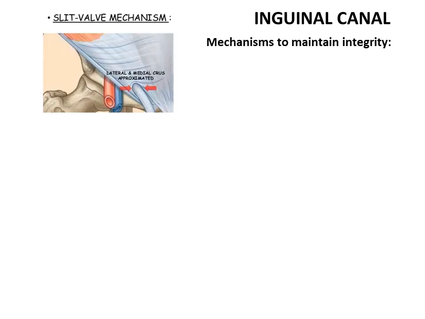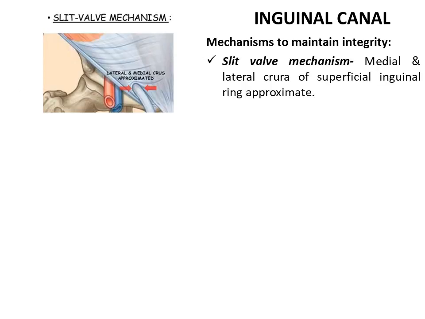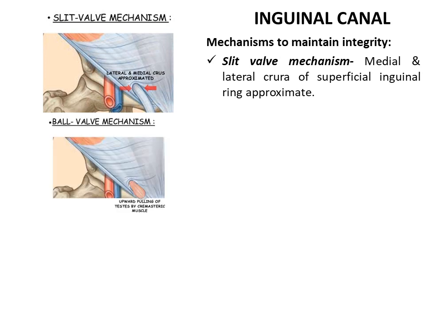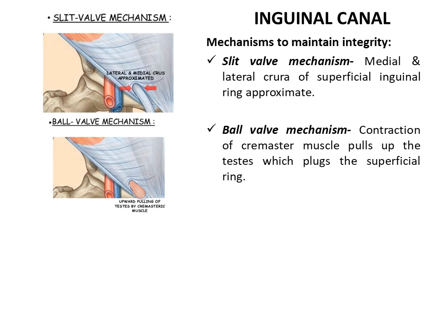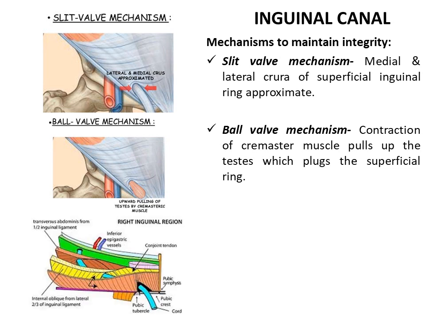The slit valve mechanism, that is, the contraction of the external oblique muscle approximates the medial and lateral crura of the superficial inguinal ring like a slit valve. The ball valve mechanism, that is, the contraction of the cremasteric muscle pulls the testis up, which plugs the superficial inguinal ring like a ball valve.